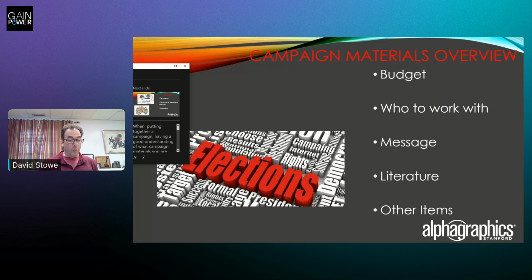So there's a bunch of components to consider as you start to get into both digital and traditional means of communication. Those include budget, who you want to work with, your message, literature, and some other specifics. So when putting together a campaign, having a good understanding of what campaign materials you're going to need and how that fits into your budget is a vital thing to understand. You should be looking to figure out who you're going to work with and rely on well ahead of time. A campaign should not be figuring out who their partners and vendors are as you start going into September and the campaign kicks into high gear.